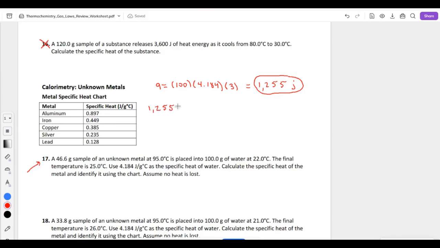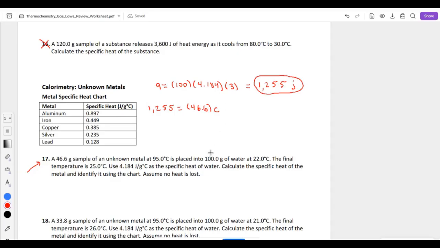So our Q, we know now, is 1,255 joules equals m. We need to know the mass of the metal. How much is it? It's 46.6 grams. That's our mass. Specific heat, we don't know. That's what we're trying to solve. Someone put a C for specific heat.